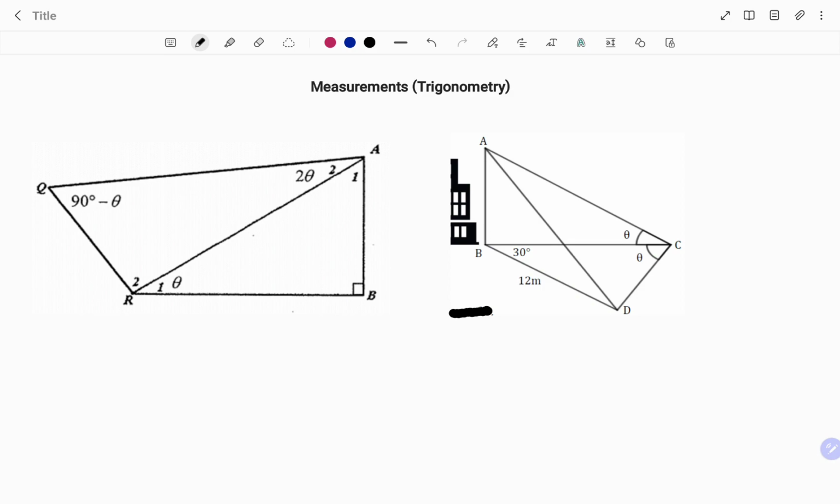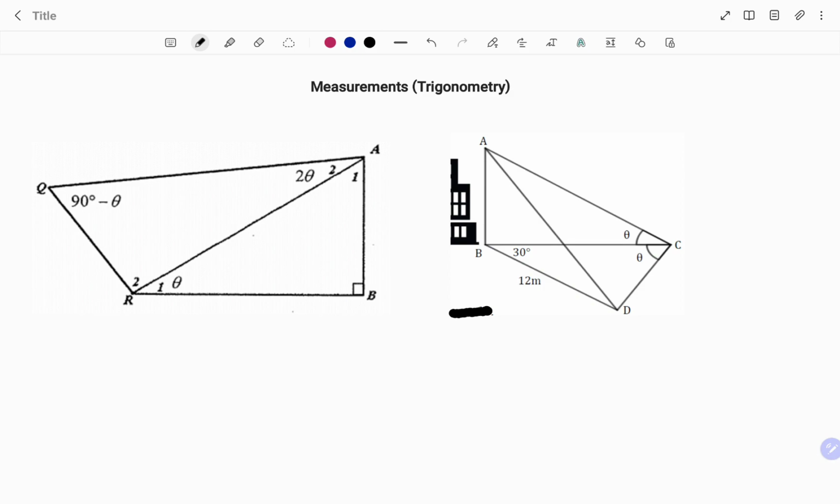In the first example, we have ABRQ, an aerial view of a plot of land, where angle R1 equals theta, angle A2 equals 2 theta, and angle Q equals 90 minus theta. The line QR equals a unit. Determine AR in terms of theta and a, and hence show that the line AB equals a over 2.